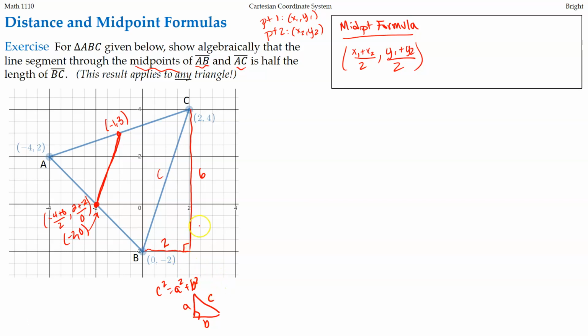And so if I do that in a right triangle, okay, then that just means we have to square root both sides. Okay, we get c is equal to the square root of a squared plus b squared.